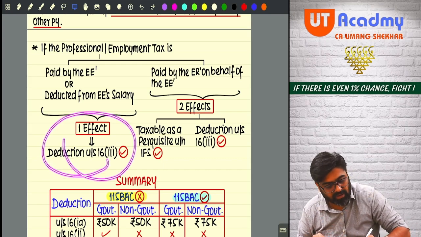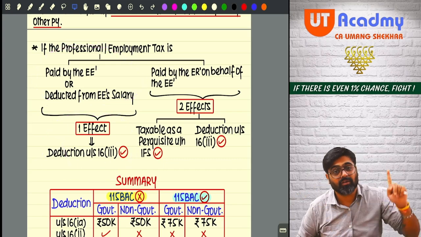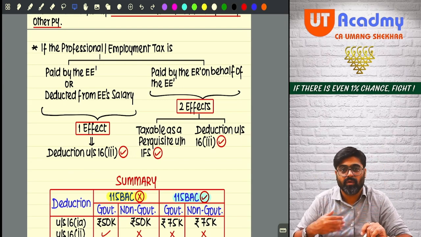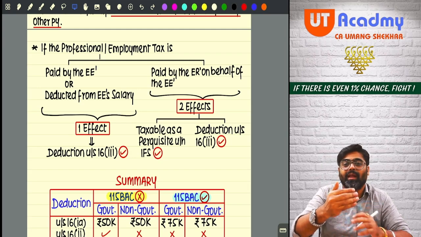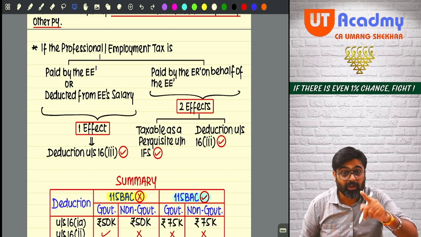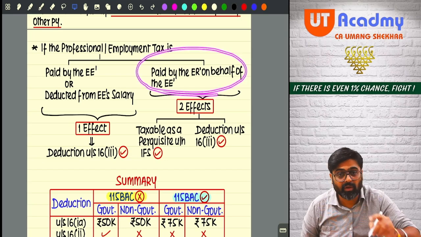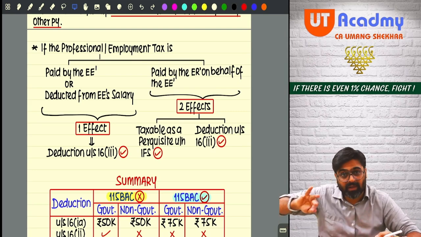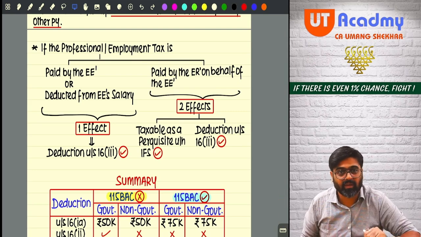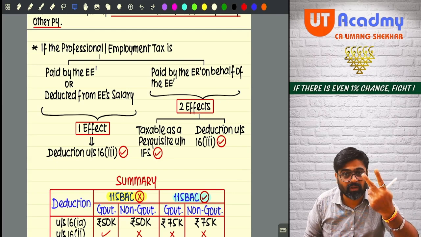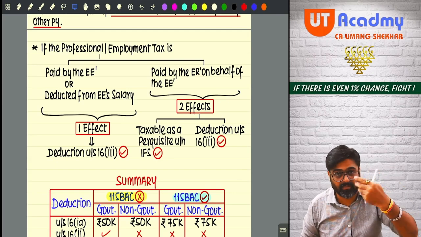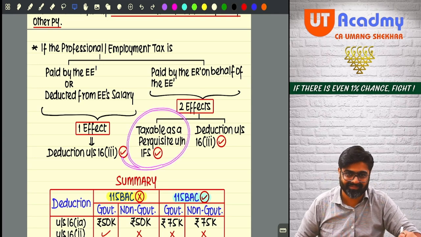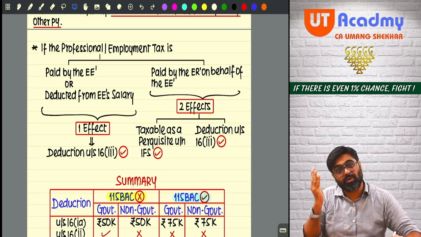Take the deduction for this amount under section 16, clause 3. Got it? But what if 1 lakh is given and 2000 is paid from my pocket, meaning your professional tax is paid by the employer on your behalf? Is it a benefit other than salary, an extra benefit I am giving? So that extra benefit of 2000, your professional tax paid by me, will also be treated as your salary first. Charge this 2000 under the head salary.